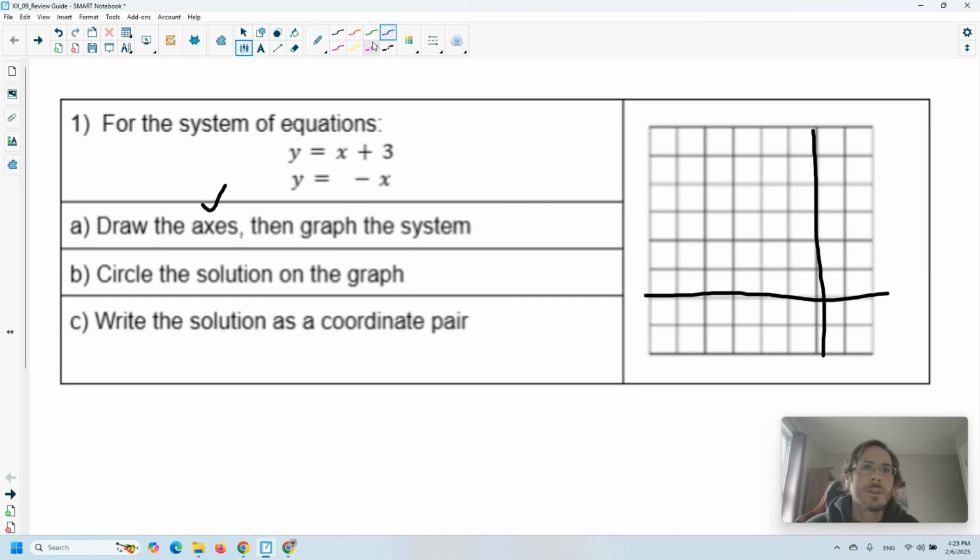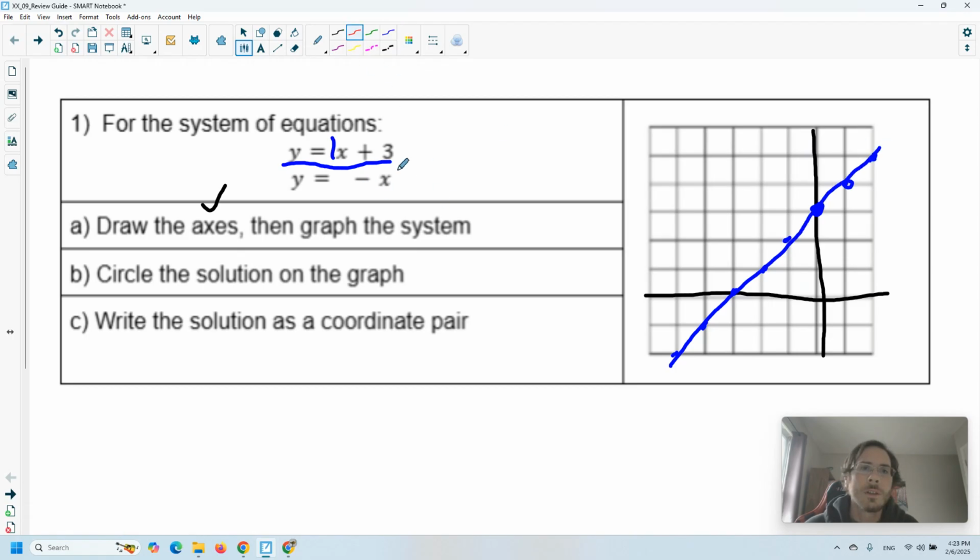Now I have to graph the system. So again, like I said, for this one, we've got a y-intercept of 3. So 1, 2, 3. And then I've got a slope of 1. So I'm going to go up 1 over 1, up 1 over 1. And I can go backwards. So down 1, back 1. So that's this line.